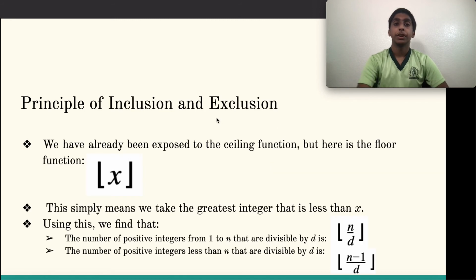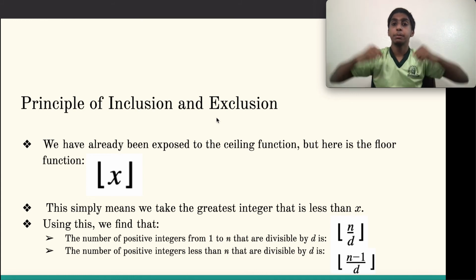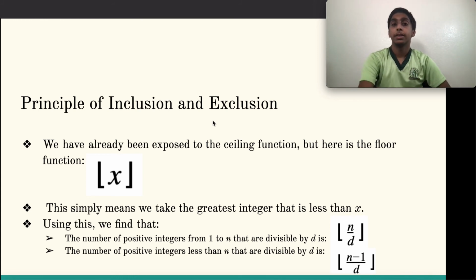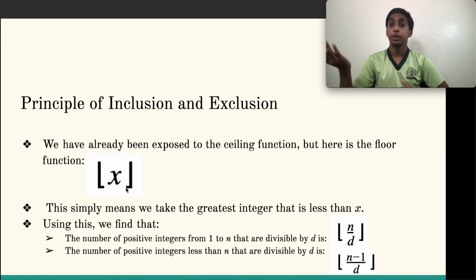Okay, let's move on to the next one. This is our final topic for today, and it's the principle of inclusion and exclusion. We've already been exposed to the ceiling function, which is when the lines are on top. But when the lines are on the bottom, then we get the floor function. As you can see, I have a bracket here with lines on the bottom, which is our floor function. This simply means that we take the greatest integer that is less than x. So if x is 2.1, the greatest integer that's less than x is 2. Essentially, it's like a weird way of rounding.